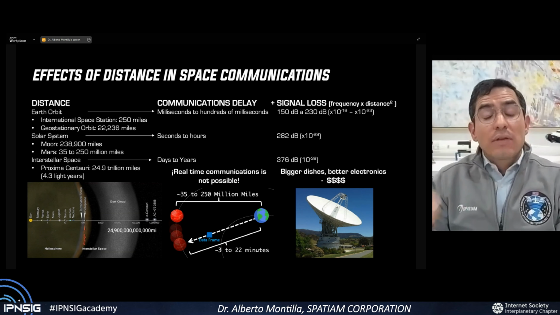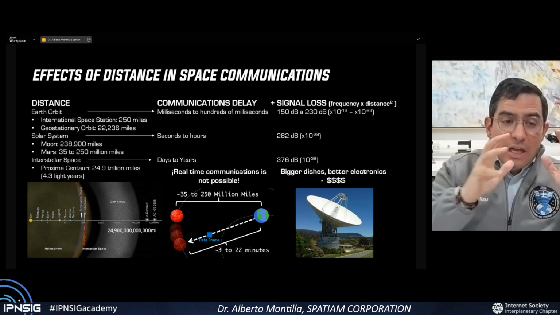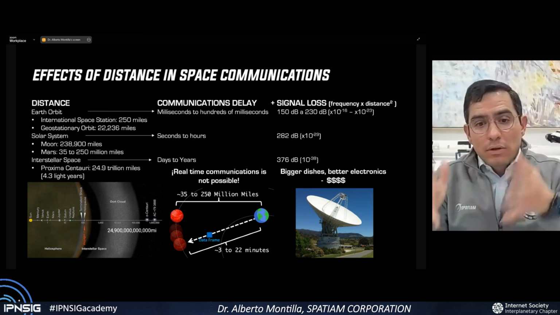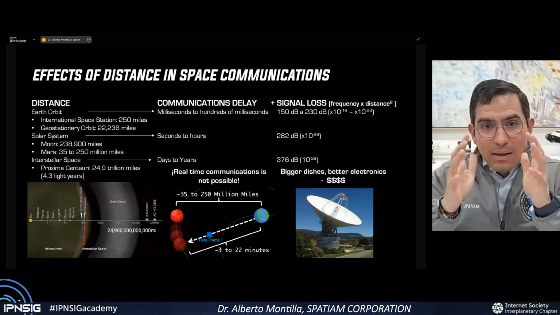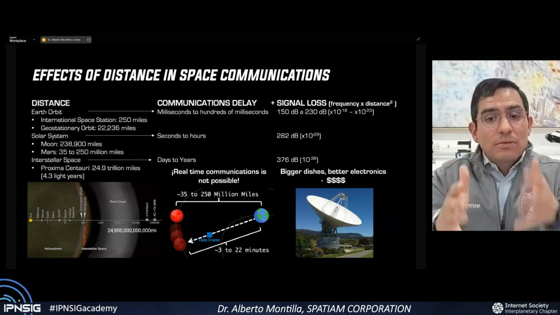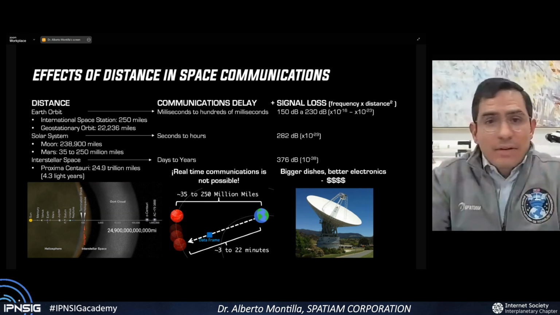So, as a conclusion, the effect of distance is twofold. On the one hand, there is an inherent delay of communication just because of the speed of light. And the second is that there is a huge signal loss that you have to compensate, basically with money, to have better transmitters, better receivers, larger antennas. So that's the first major effect: distance, the volume of the space.